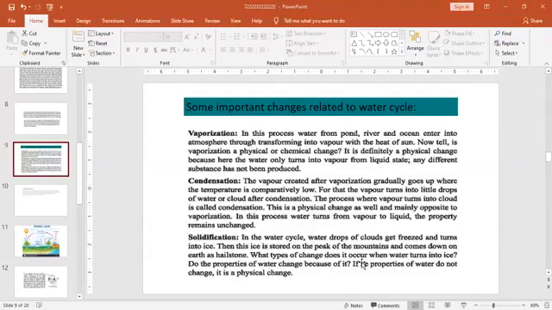In the water cycle, water drops of clouds get frozen and turn into ice. Then ice is stored on mountain peaks and comes down to the Earth as hailstones. What type of change occurs when the water turns into ice? This process is solidification. It is also a physical change, because the chemical composition of ice and water remains the same. That is why solidification, condensation and vaporization are all physical changes.